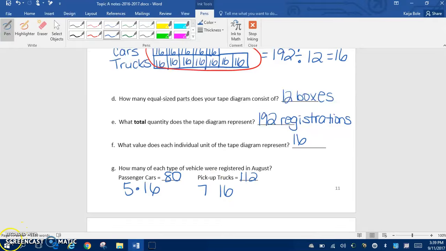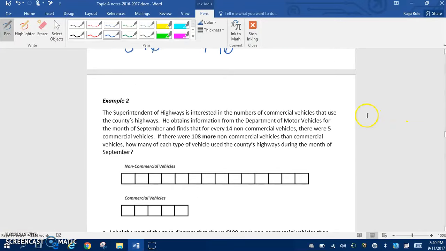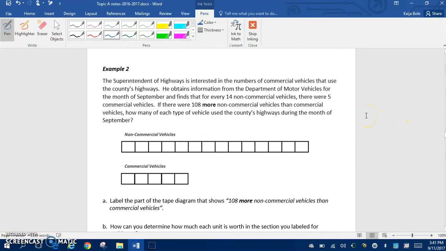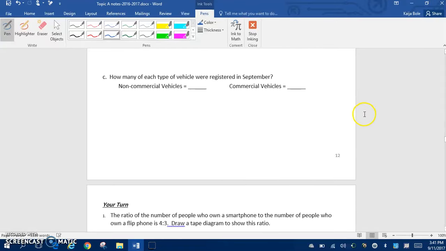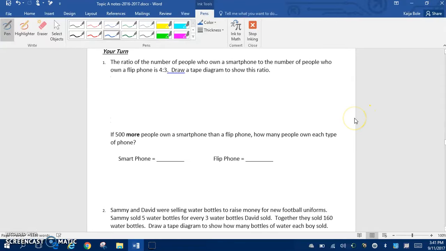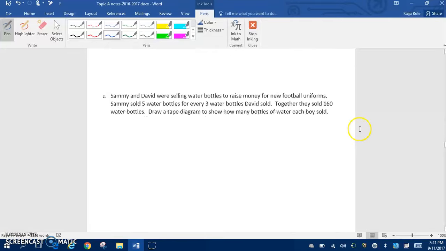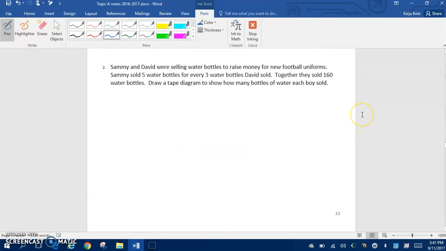Okay? Alright, so now you are going to skip example 2 for now. We're going to come back to it in the next video. Now I want you to move on to page 13, and we're going to look at number 2 where it says your turn. So we're down here, number 2, about Sammy and David.